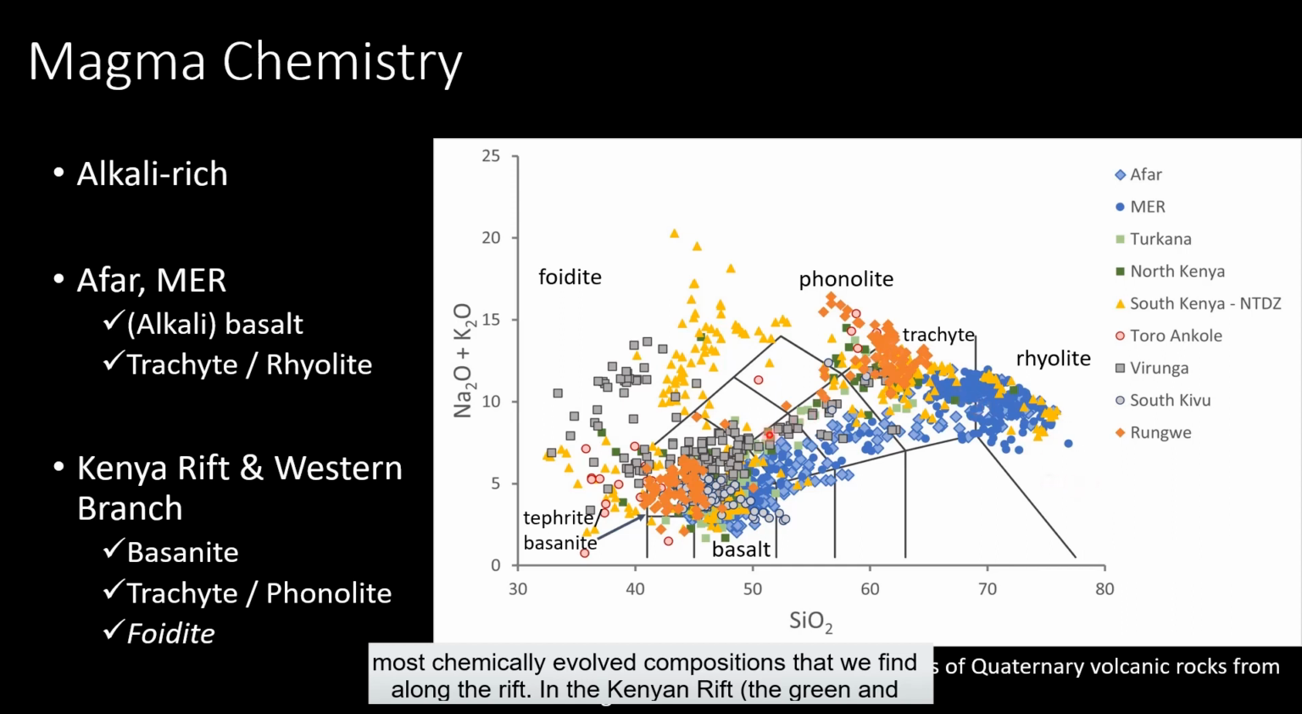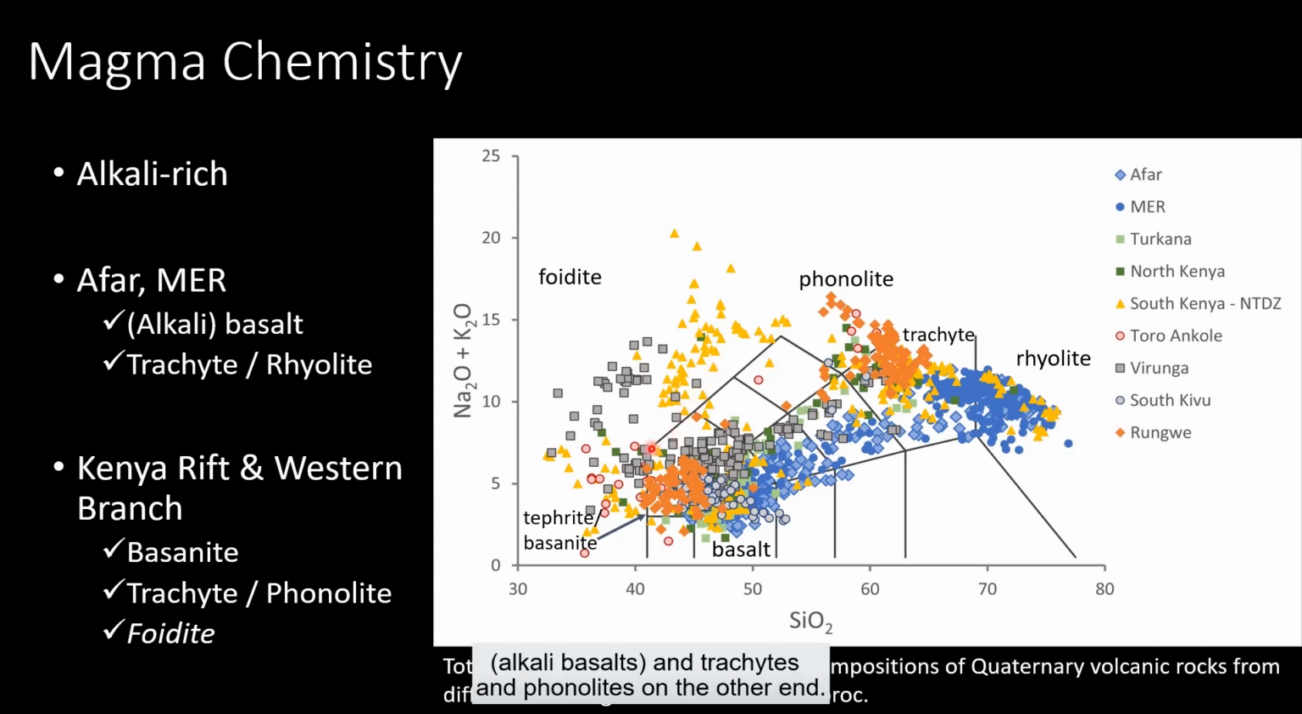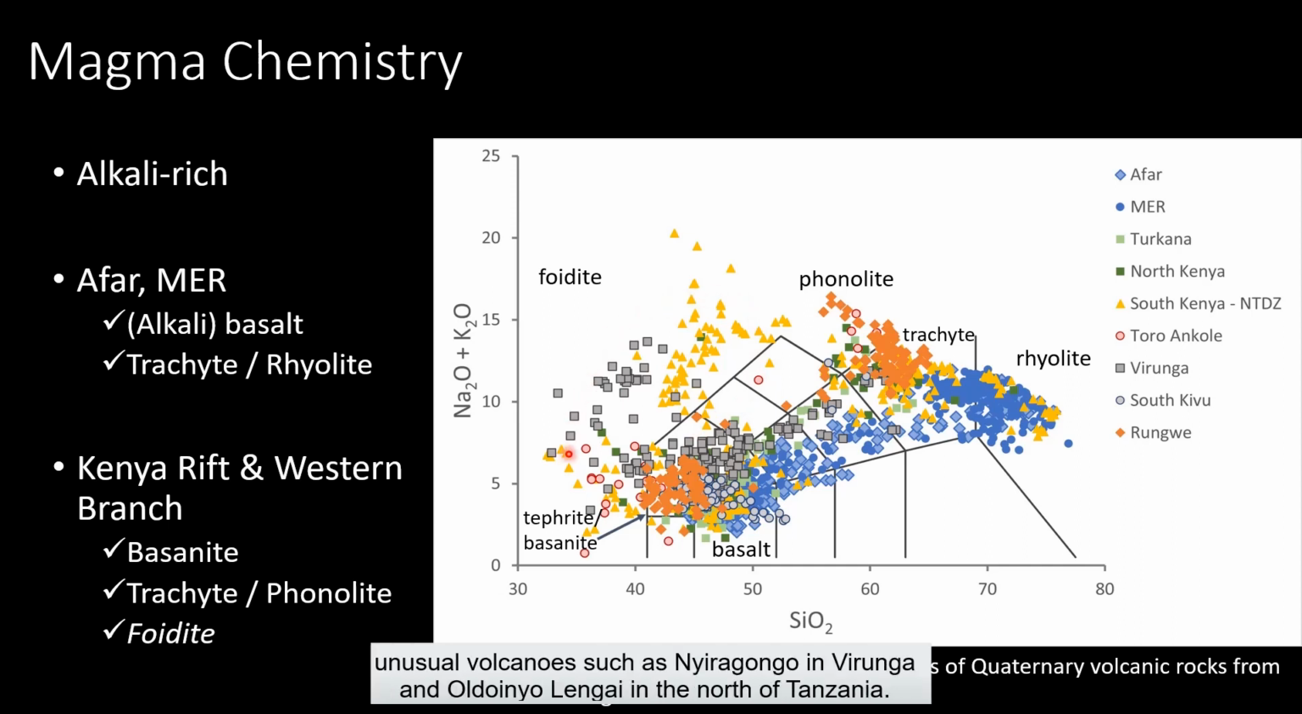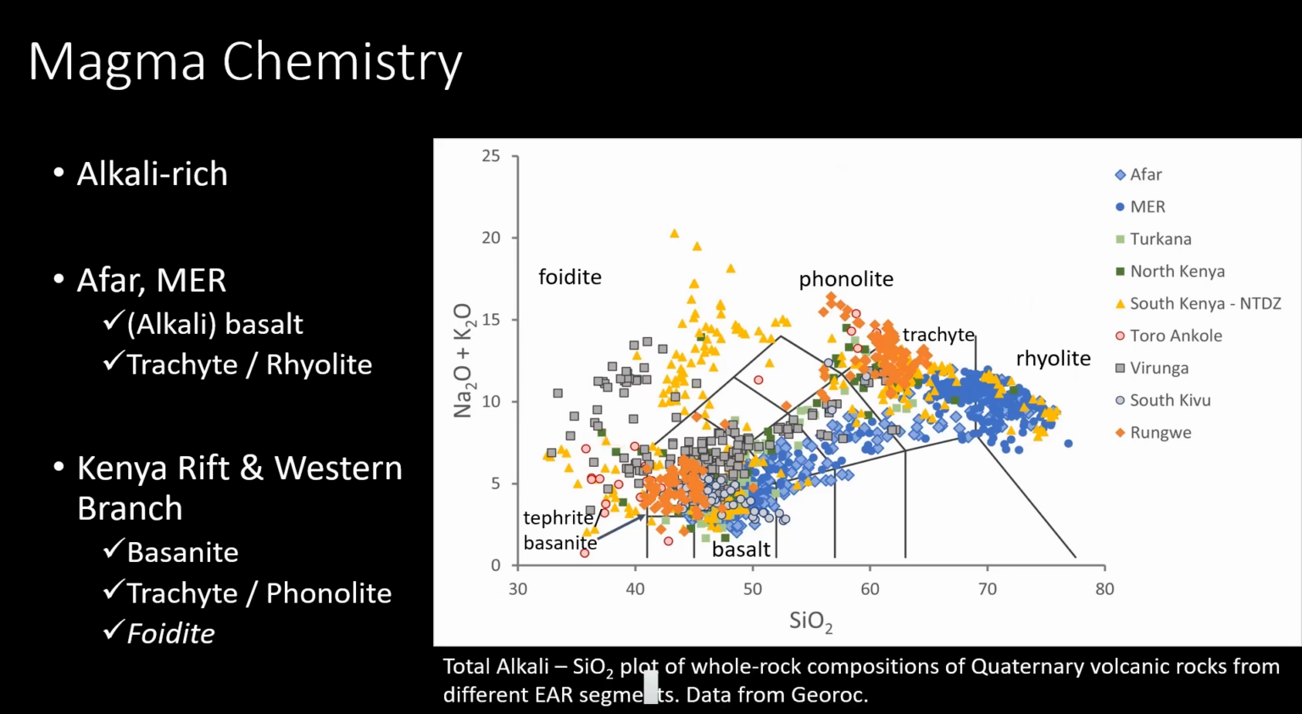In the Kenyan rift, in the green and yellow symbols, and the western branch, gray and orange, we find an overall more alkaline series and typically silica undersaturated rocks that span a compositional range between basanites, alkali basalts, and trachytes and phonolites on the other end. There are some data in the foidite fields, but they all belong to very specific and rather unusual volcanoes such as Nyiragongo in Virunga and Oldoinyo Lengai in north Tanzania.